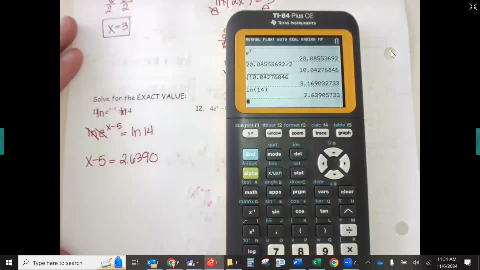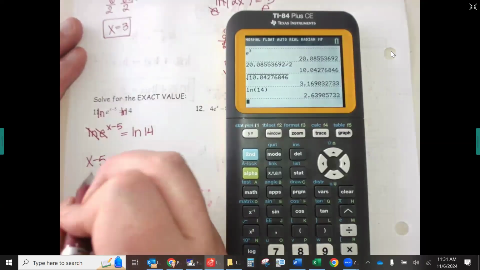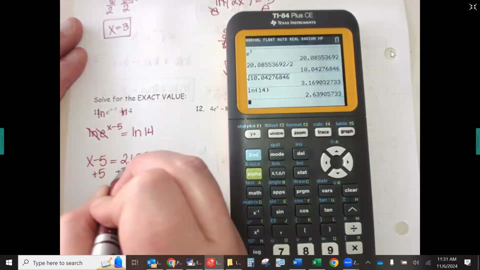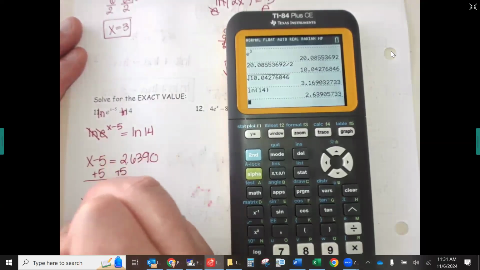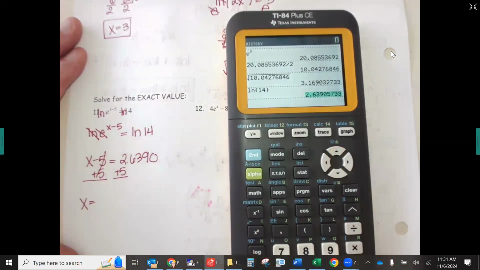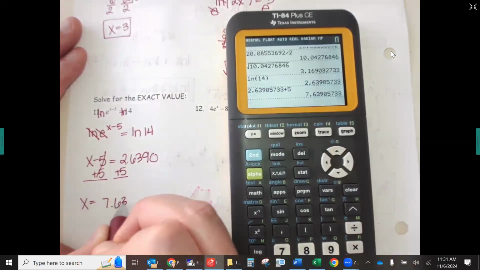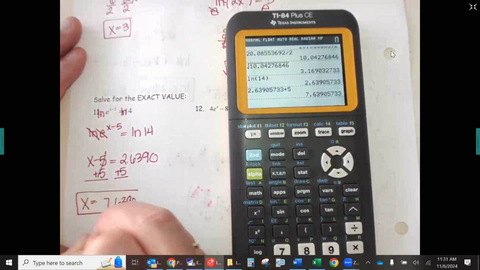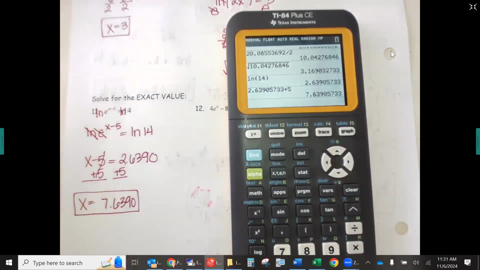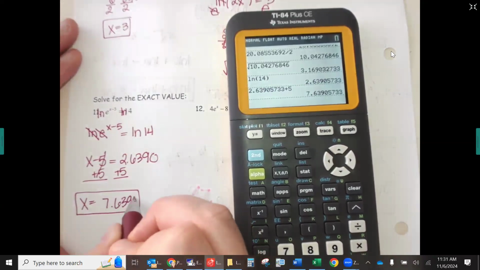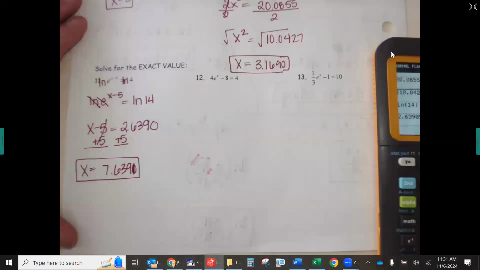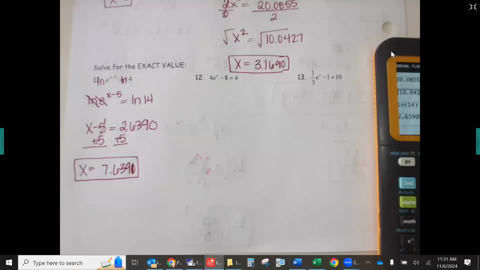Okay, then from there, how do I get rid of the minus 5? Plus 5 on both sides. So I have this plus 5 gives me 7.6390. Questions on that? Two questions left, number 12. Oh, thank you. This should round to a 1. Very good. All right, take a look at number 12.